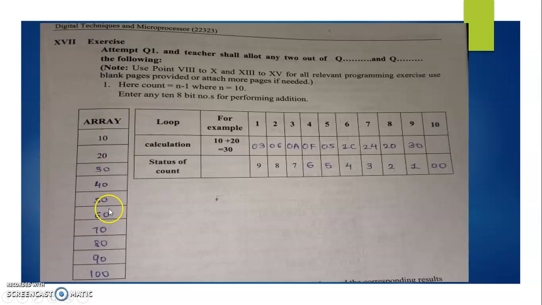So these are the array and these are the positions of the array. Here count equals n minus 1 where n equals 10. Enter any 10 8-bit numbers for performing the addition. So 10 plus 20 is 30, 30 plus 20 is 50, 50 plus 20, like this you have to do it, and the counter is applied here. Okay, so these are some examples.